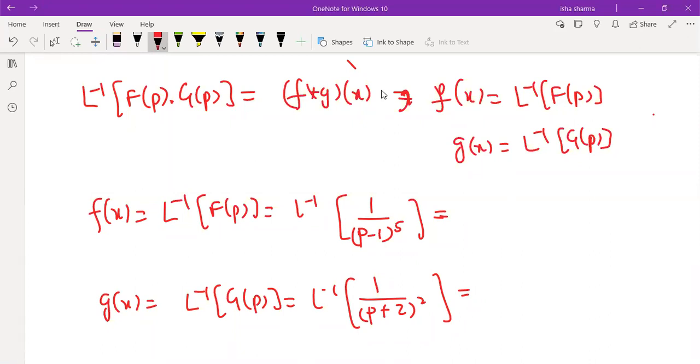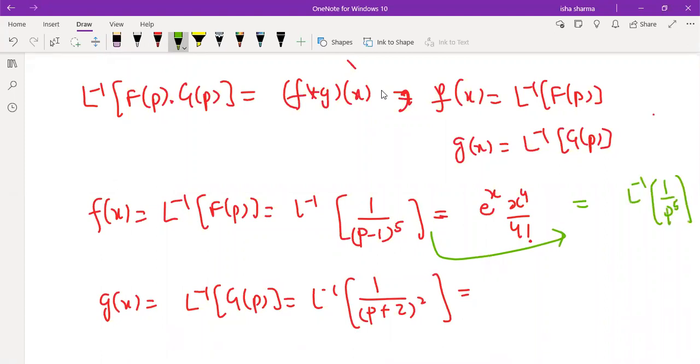This one is going to be e raised to power x, x raised to power 4 by 4 factorial. For computing this we are using the first shifting theorem. This Laplace inverse is equivalent to the Laplace inverse of 1 over p raised to power 5, and because p has been replaced with p minus 1, it needs to be multiplied with e raised to power x. And the Laplace inverse of 1 over p raised to power 5 is x raised to power 4 by 4 factorial.